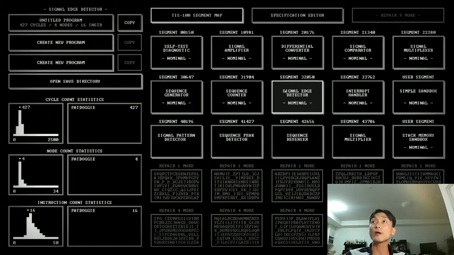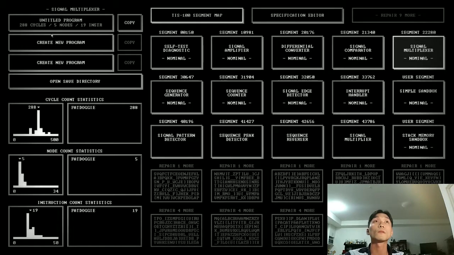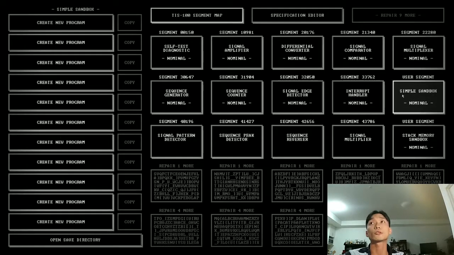So there we are. We've got the first 10 done. This one is a sandbox, so it doesn't need to be done. But there we go. That's 10 done.